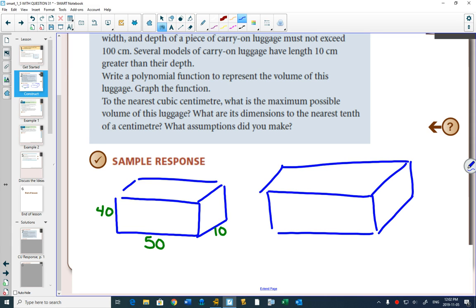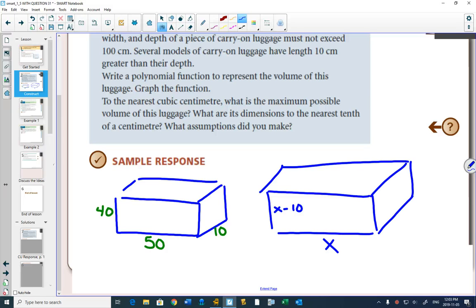So there's my suitcase again. Do it with numbers. What did I do? I picked something arbitrary for this. I called it x. Then I said its depth would be 10 less. That part would be x minus 10.